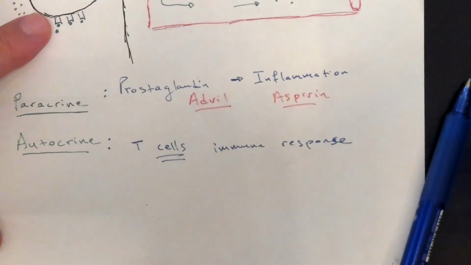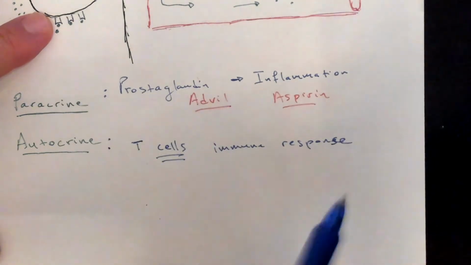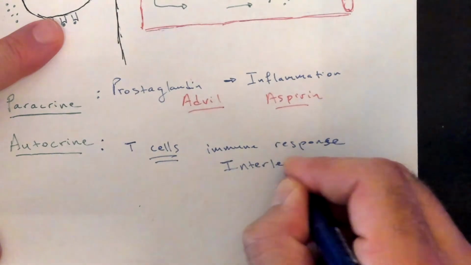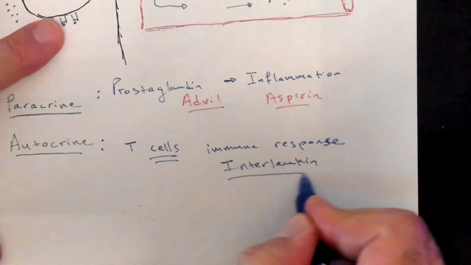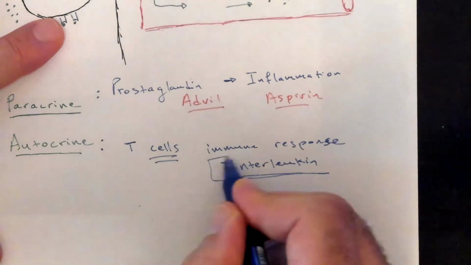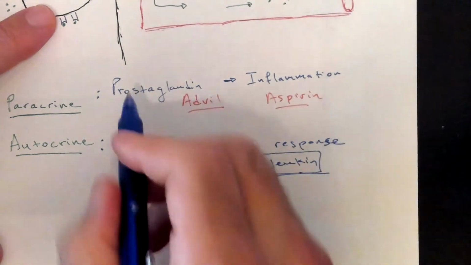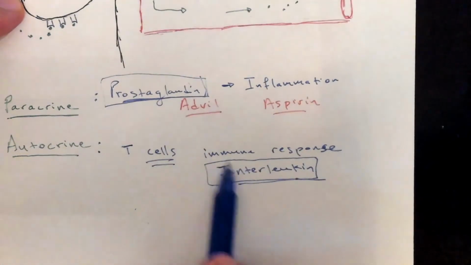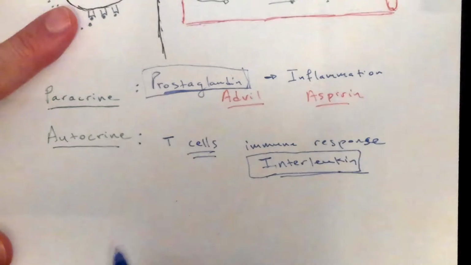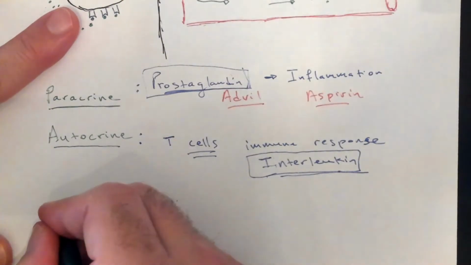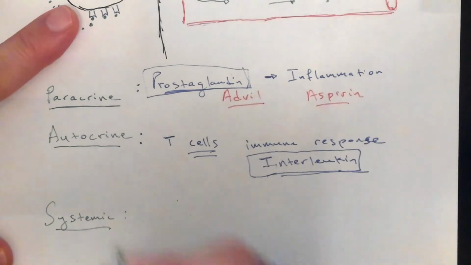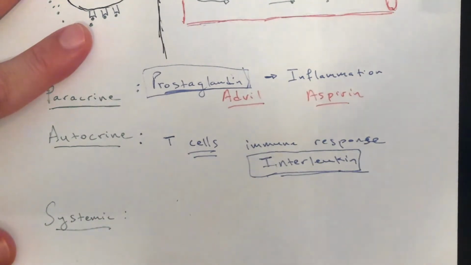Real quick before I go there, I forgot to mention the name of this one, this autocrine. There are many different types of this, but let's call it the interleukin. The interleukin is the type of autocrine that can stimulate T cells. And there's that prostaglandin for that paracrine. So these are the two types. And so for the systemic ones, many of the famous ones that you already know about.